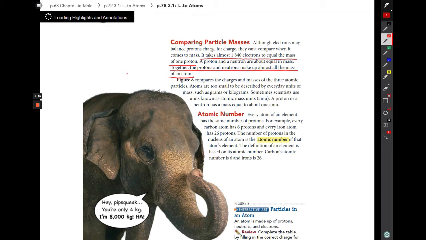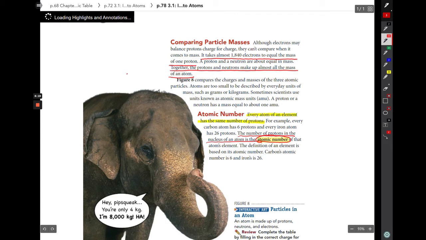That brings us then to atomic number. Every atom of an element has the same number of protons. So every atom of gold has the same number of protons. Every atom of silver has the same number of protons. They give us an example here. Every carbon atom has 6 protons. Every iron atom has 26 protons. That's always going to be the same. And that's where we get the atomic number. So the number of protons in the nucleus of an atom is the atomic number.